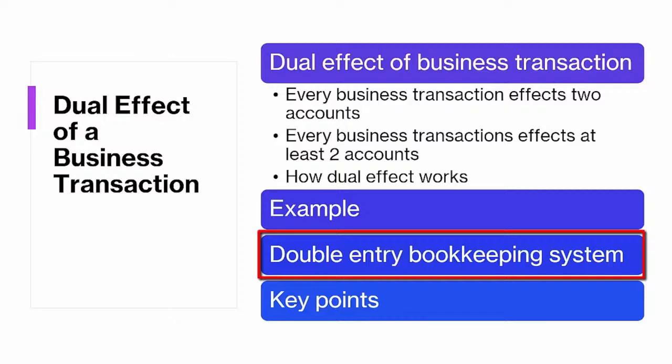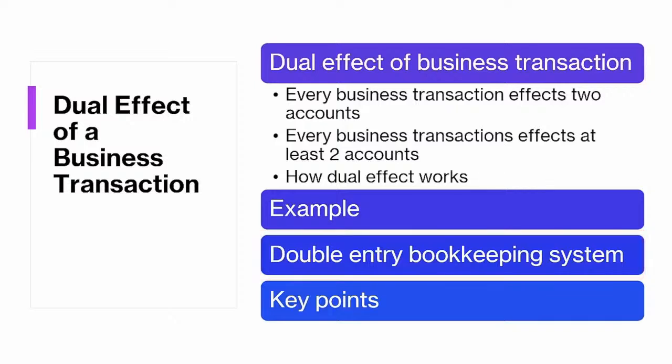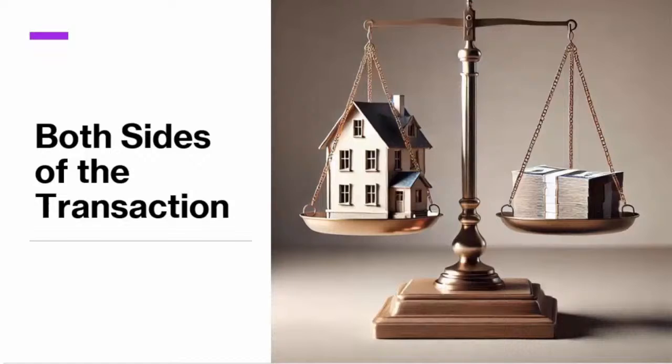Here's why it works. 1. Every transaction has two sides. Something is gained and something is given up. 2. The total value of debits is always equal to the total value of credits. Key points to remember. 1. Every transaction has a dual effect. It impacts at least two accounts. One is debited and the other is credited.